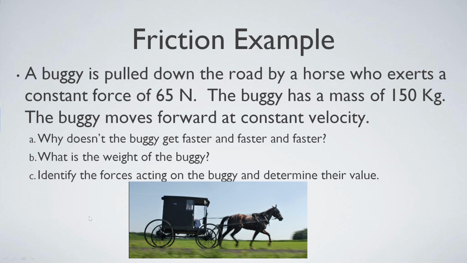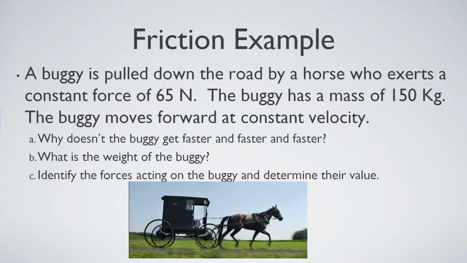Let's do one more example, and we'll tie friction into this one, just to help demonstrate exactly how friction works in situations involving motion. We're going to look at a horse and buggy. Buggy's being pulled down the road by a horse who is exerting a constant force forward of 65 newtons. Buggy has a mass of 150 kilograms. The buggy moves forward at constant velocity.